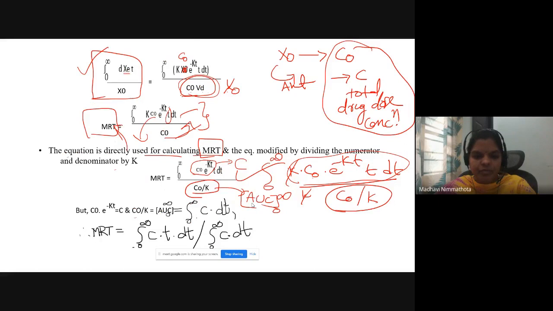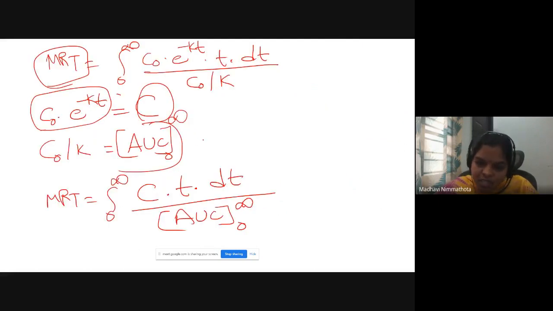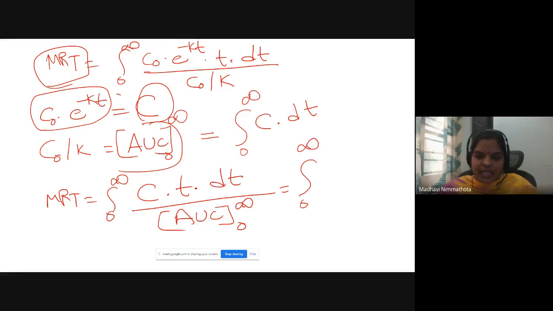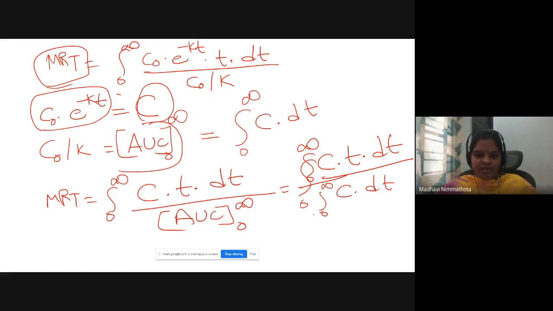Then this AUC 0 to infinity is equal to the integration of 0 to infinity of C into dt. So then your equation becomes integration from 0 to infinity of C into t into dt, divided by integration from 0 to infinity of C into dt. Here integration 0 to infinity and here integration from 0 to infinity. This is divided by this.